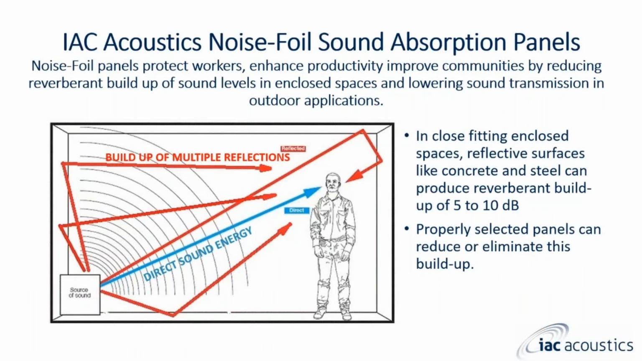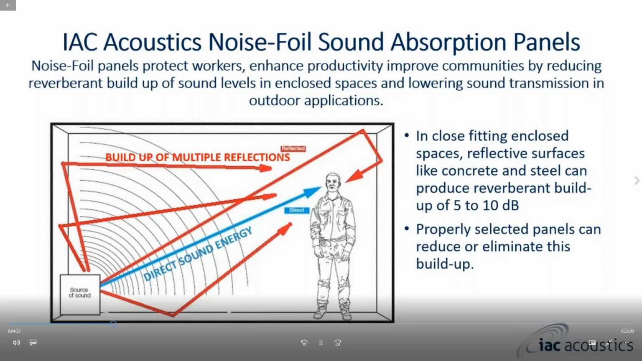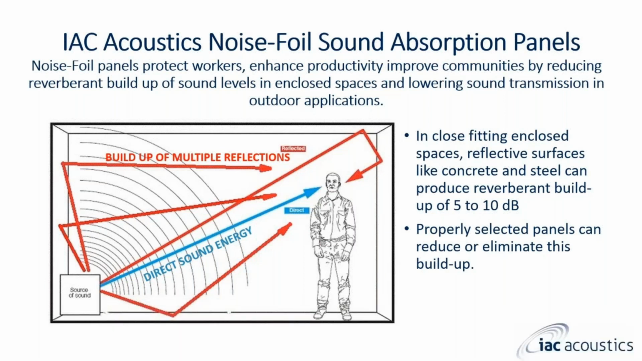IAC sound absorption panel systems protect workers by reducing the reverberant buildup of sound energy within enclosed spaces and reducing unwanted reflected paths in outdoor applications. Within enclosed spaces, people are exposed to both direct sound energy traveling directly from the source to the receiver, and also reverberant sound energy that reflects off of one or more surfaces before reaching the receiver.